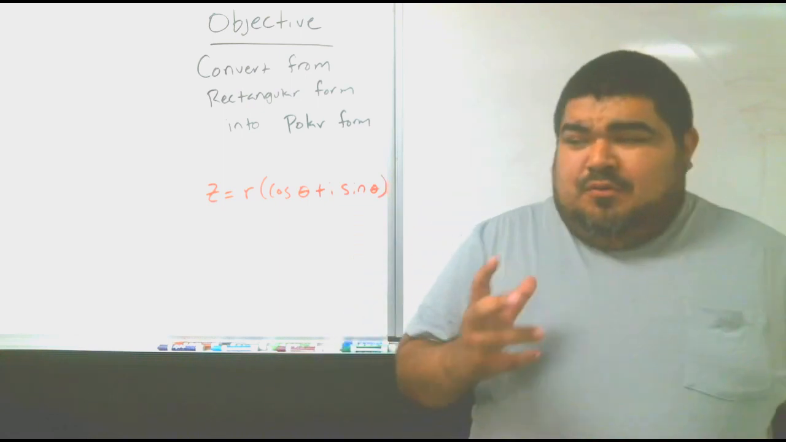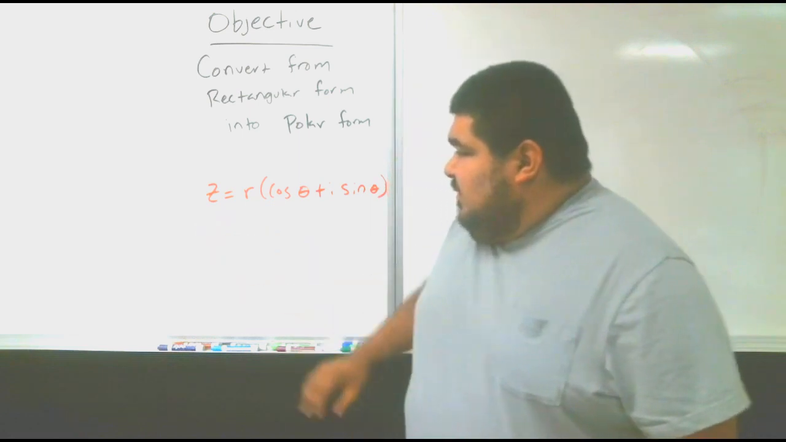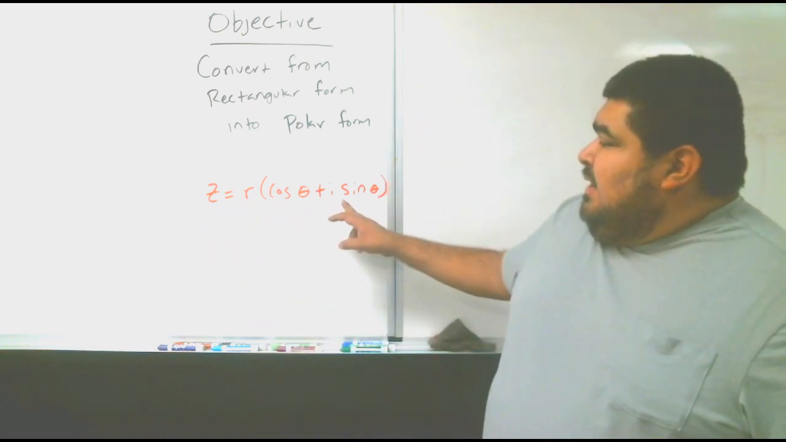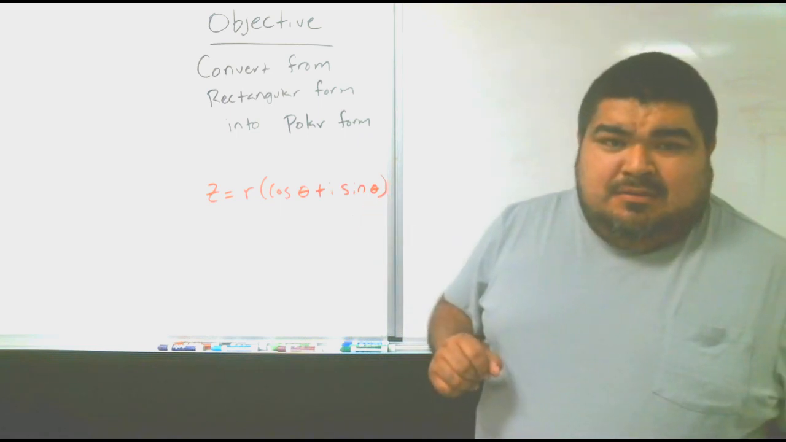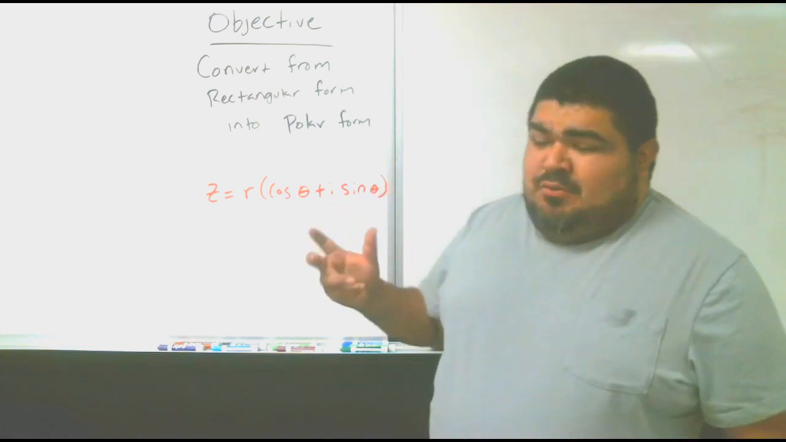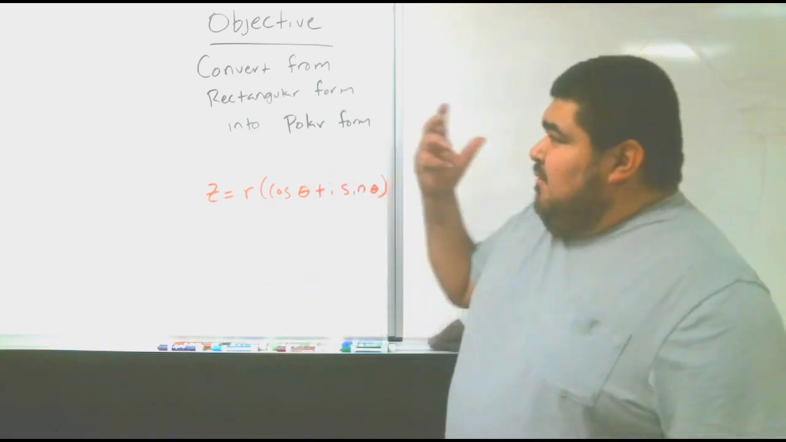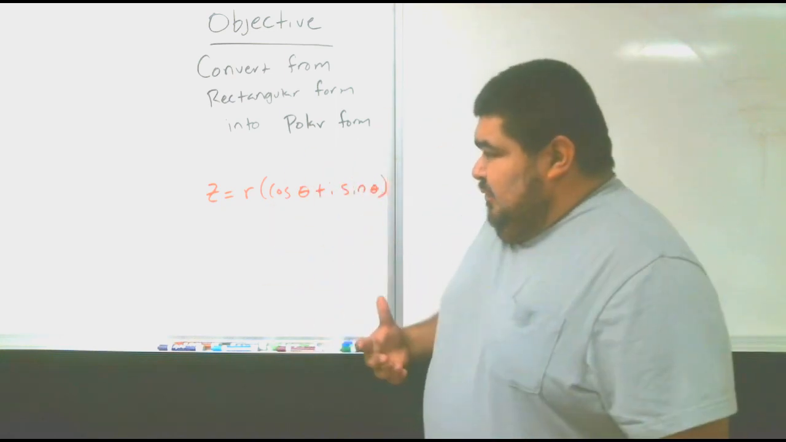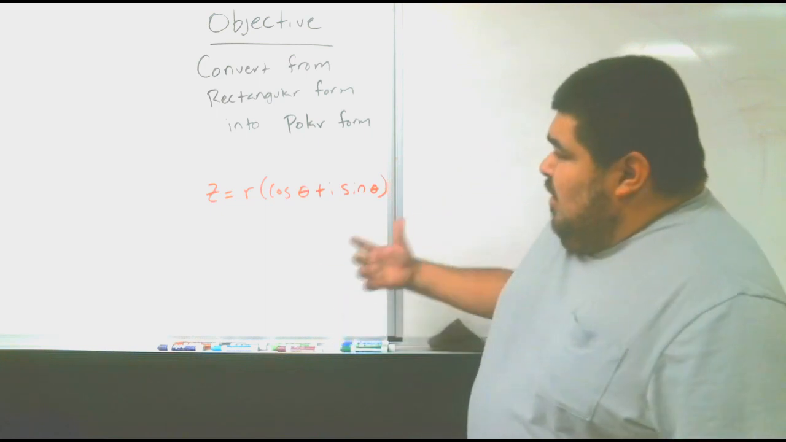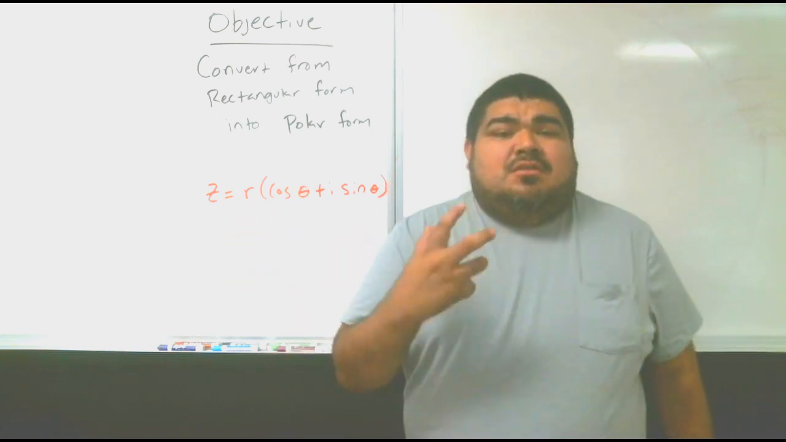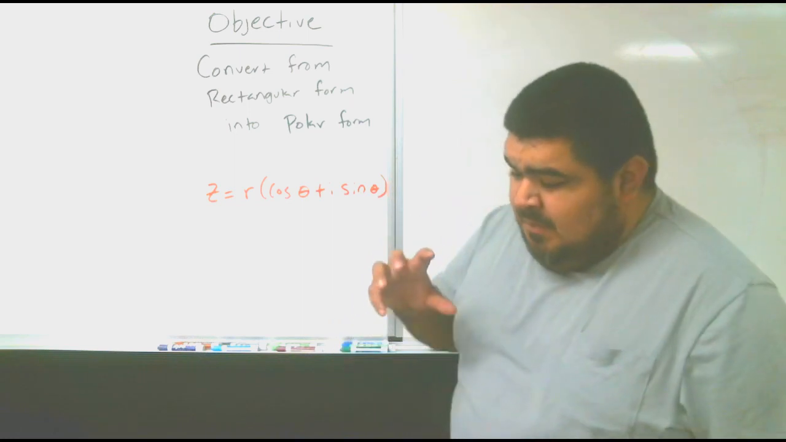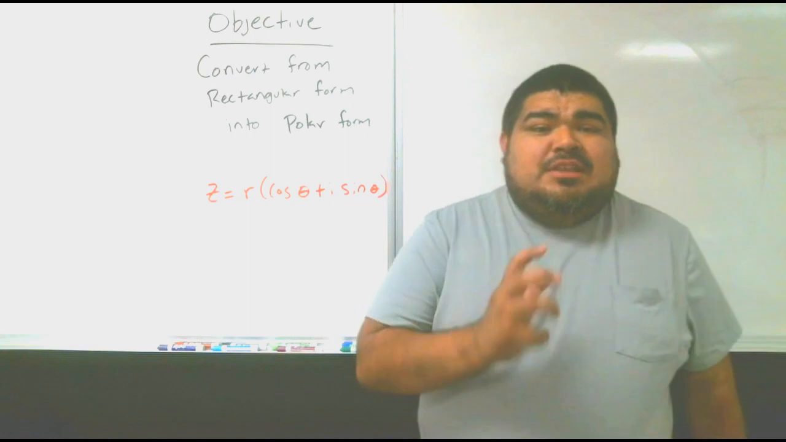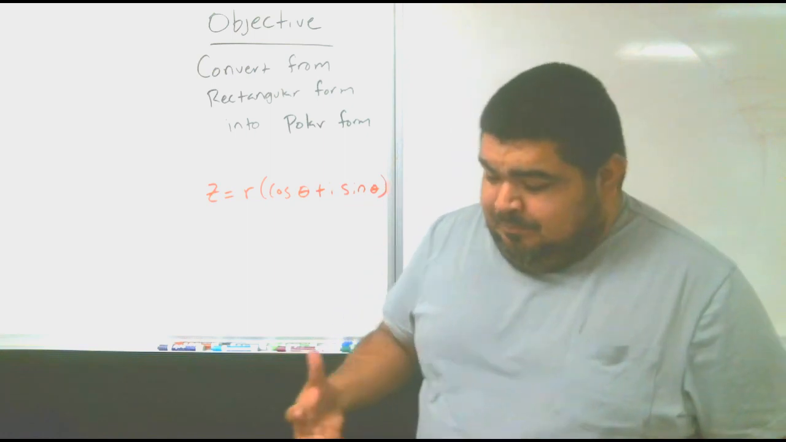Polar form looks something like this: the answer equals r cosine theta plus i sine theta. You might ask yourself, how do we go from rectangular form to polar form? First things first, r, think of always as your radius. Since we're dealing with radius, we're always dealing with sine and cosine. We're dealing with the unit circle.